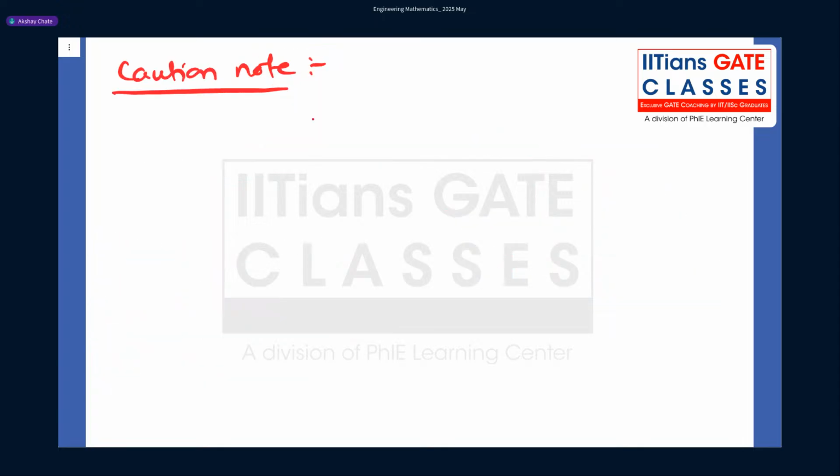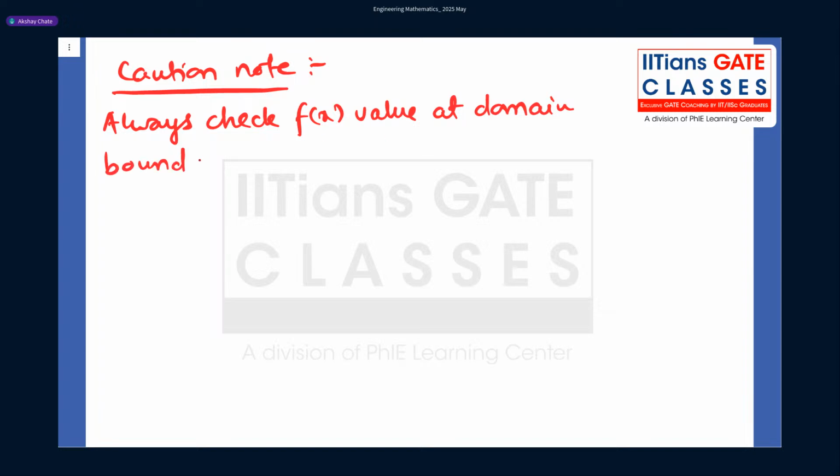Okay, so the caution note is, always check the f of x values at the domain boundaries before the final answer. Okay, I had told this in our regular classes also. In this case, it is not effective, but in many problems, they trick. Okay, so maxima or minima may lie at the boundary, and the boundary means the 0 and 3 points.